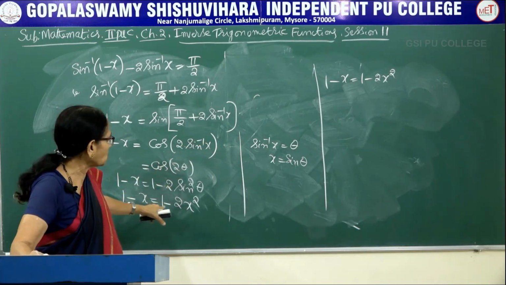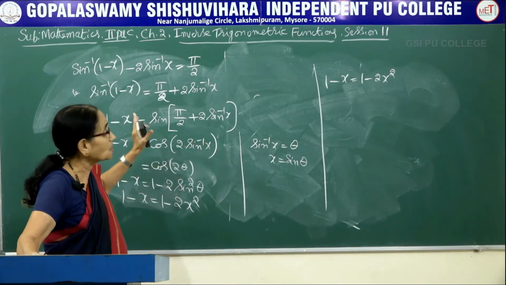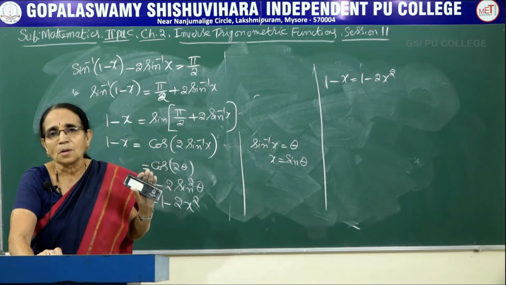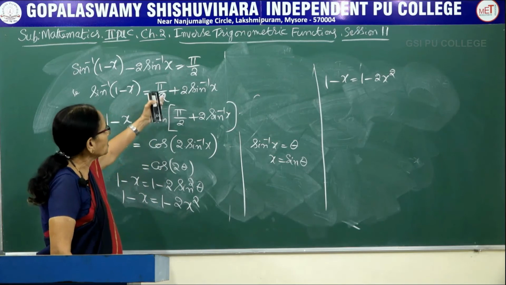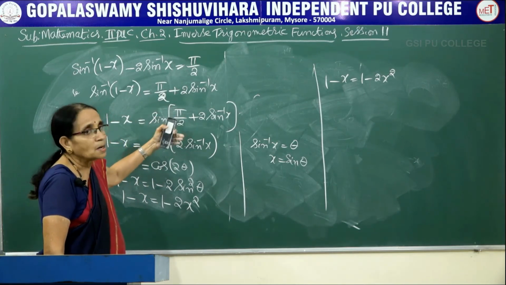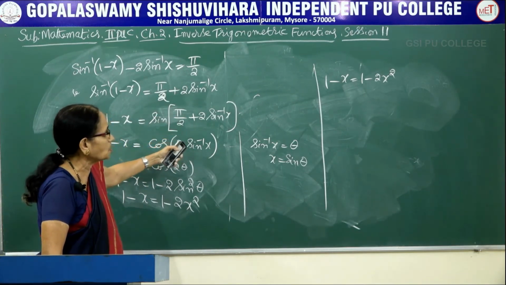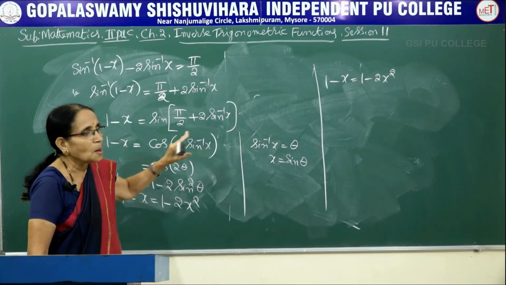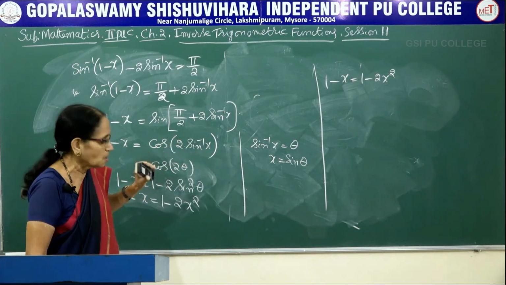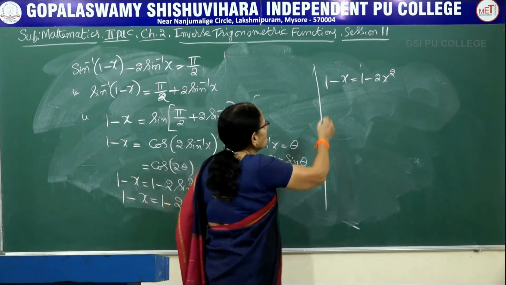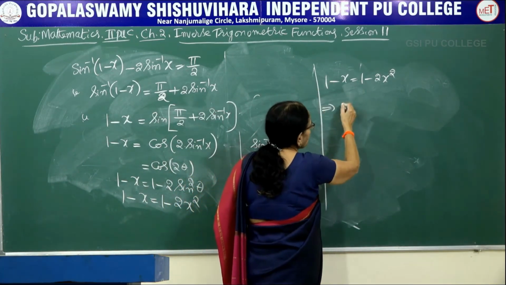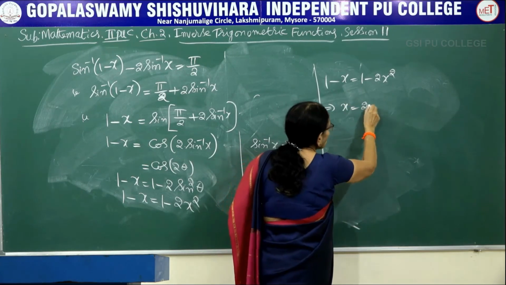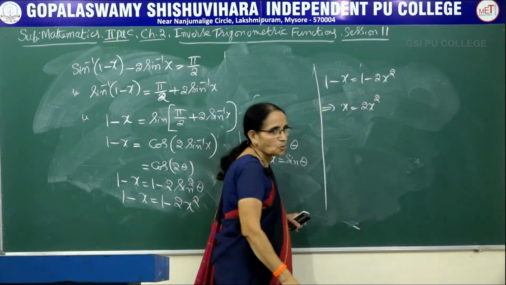So 1 minus x equal to 1 minus 2x square, because in this particular problem we could not apply any property directly. So what I have made use of is the allied angle result and also the compound and multiple angle formula to arrive at an equation which is free from any trigonometric function. Now this 1 can be cancelled, that implies that 1 and the minus sign can be cancelled, so x is equal to 2x square.